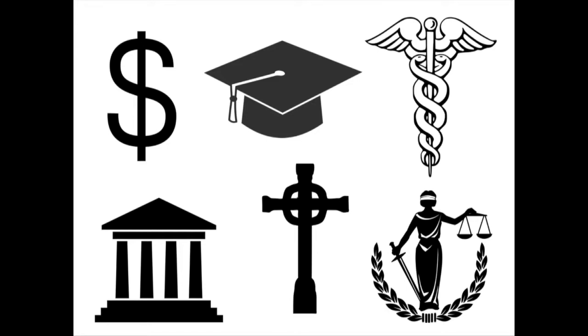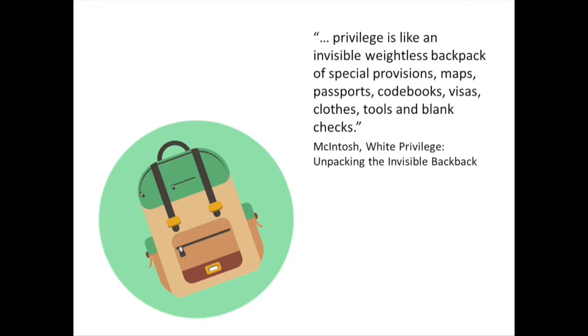One of the most insidious things about institutional oppression is the way that they interact together, reinforce each other, and frequently render each other invisible. If we look back to Peggy McIntosh's seminal White Privilege, Unpacking the Invisible Backpack, she describes white privilege, but it applies to all privilege, as an invisible weightless backpack of special provisions, maps, passports, code books, visas, clothes, tools, and blank checks. Just by existing as a person with privilege, we have access to so many more things. Because dominant ideologies are created by dominant groups, we often don't see these privileges and benefits that we are carrying around. Power structures tend to work together to render each other invisible.